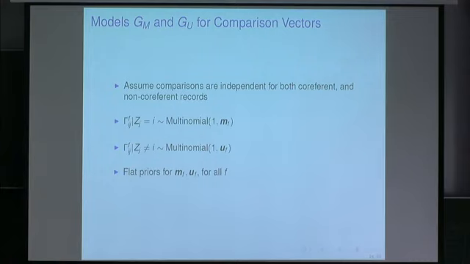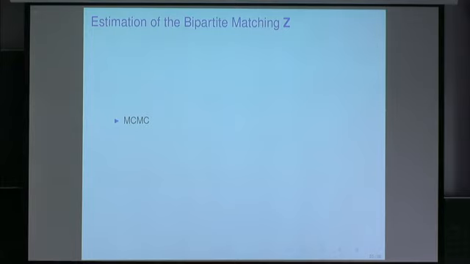Actually, I took it from a paper of Bill Winkler. Now you don't have binary comparisons, you have categorical variables, so just model it according to a multinomial, and you put standard flat priors on the parameters of the multinomials. The estimation is done using MCMC, so I'm not going to bore you with those details.